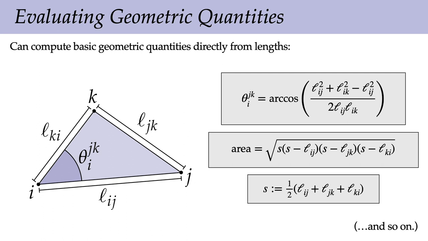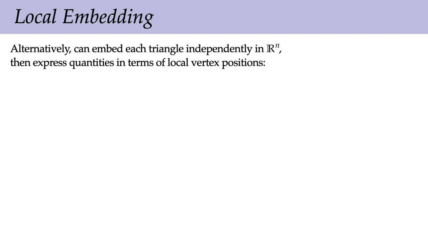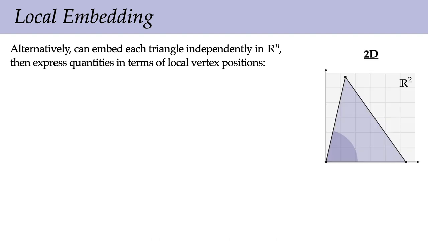Actually, you might wonder, where do these formulas come from? What if I need one that I don't have? One thing you can always do is take any triangle, take the three edge lengths, and construct it in R^n, right? And then read off whatever quantity you care about. So for instance, in 2D, you might put the first vertex at the origin, the next vertex at a distance equal to one of the edge lengths, and then you can solve for the third vertex, cosine theta and sine theta, where theta is again expressed using the law of cosines.